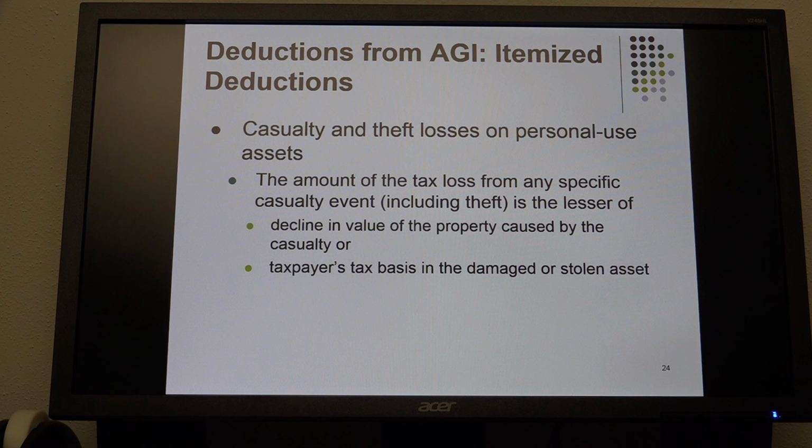Let's talk about casualty and theft losses on personal use assets. So this would be your car, a ring, stuff like that. And the amount of the tax loss from any specific casualty event, this would be casualty or theft, is the lesser of the decline in value of the property caused by the casualty or the taxpayer's basis in the damaged or stolen asset. So it's the lesser of those two.